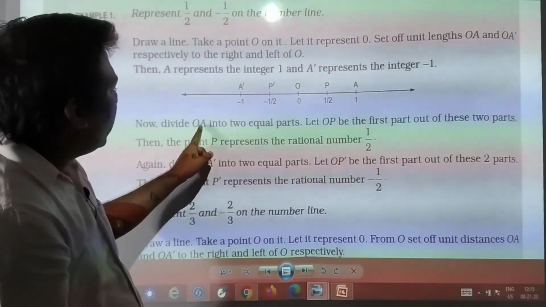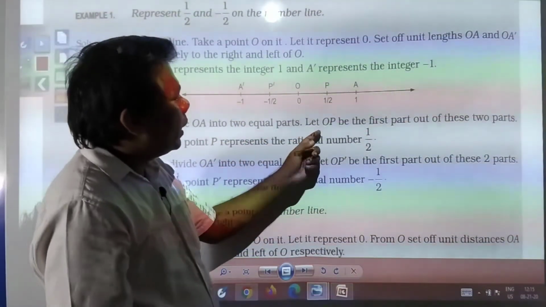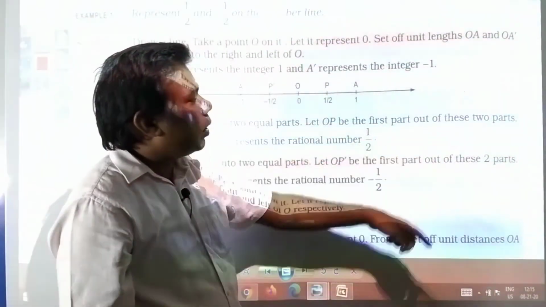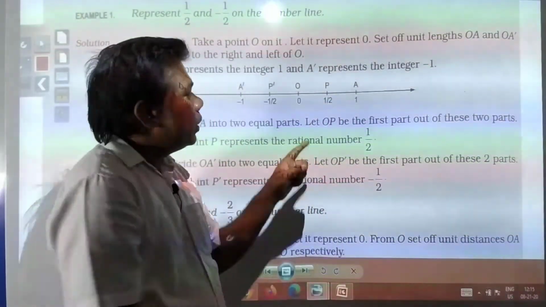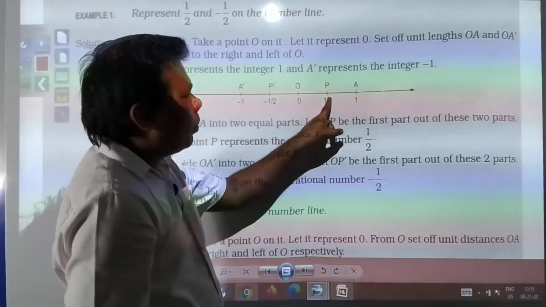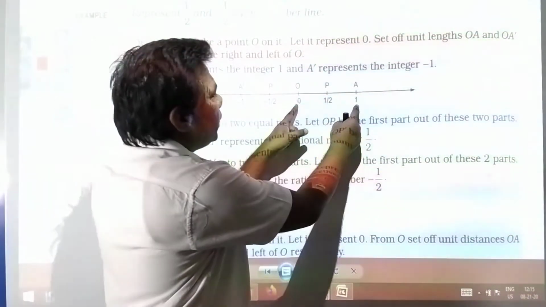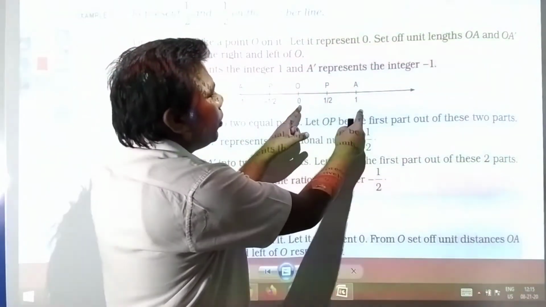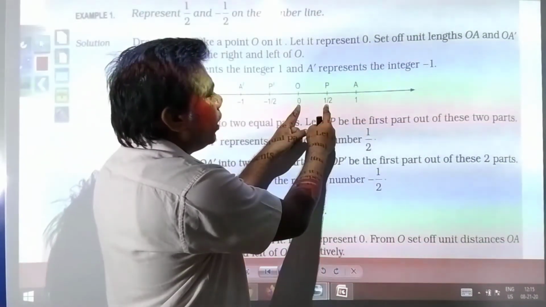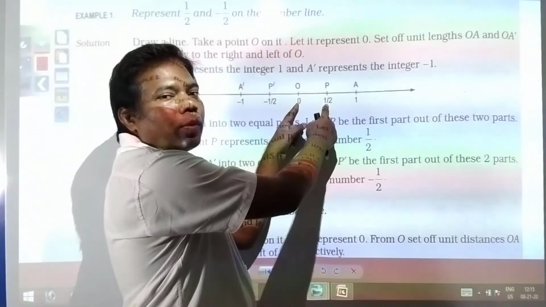Now divide OA into two equal parts. Let OP be the first part out of these two parts. Suppose OA is what you have taken; this is to be divided into two equal parts. So if this is 10 centimeters, this will be 5 centimeters. Suppose this is 5 centimeters, then this will be 2.5 centimeters and 2.5 centimeters.